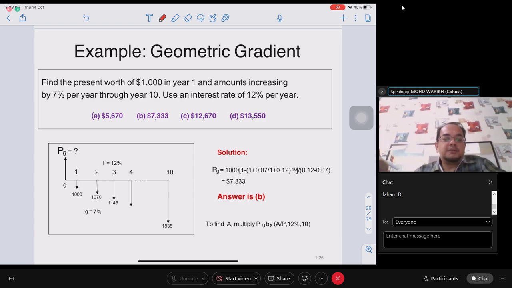Find the present worth of 1,000 ringgit in year 1, with the amount increasing by 7% per year through year 10. So we know that it is a geometric gradient. Use an interest rate of 12% per year.